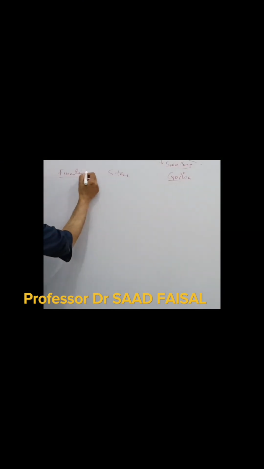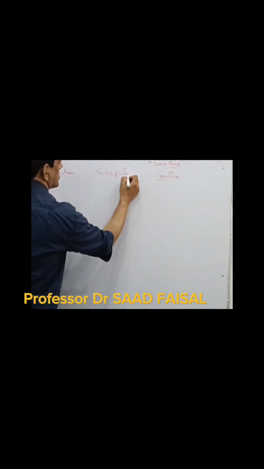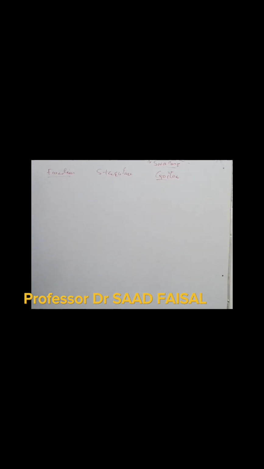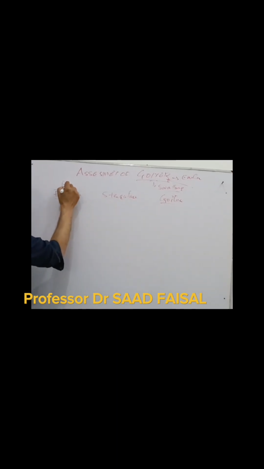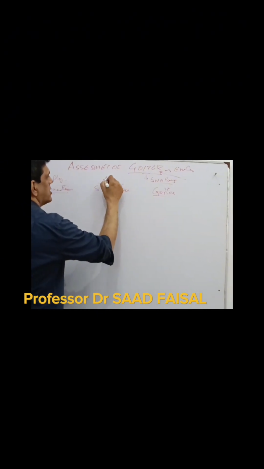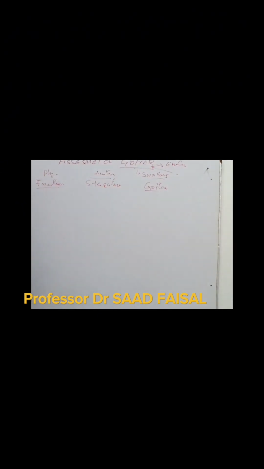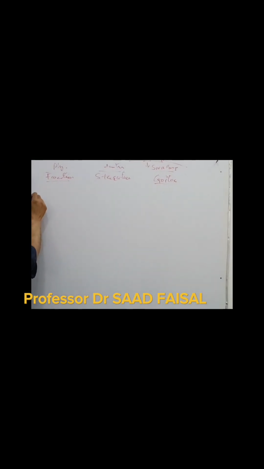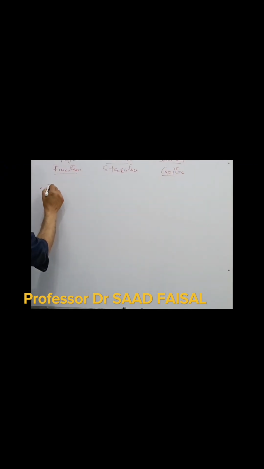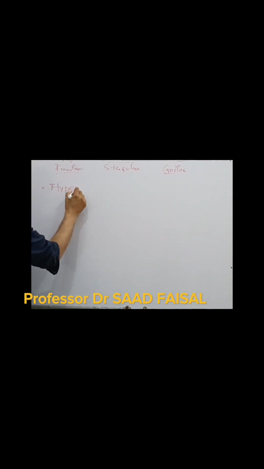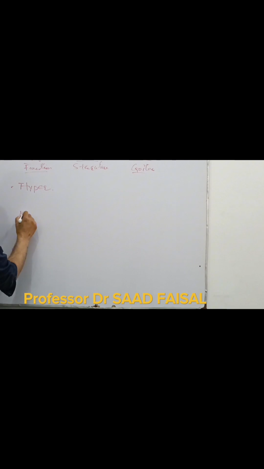Function, structure, and goiters, right? So आप इसको जो भी कह सकते हो, you can say like physiology, and structure is anatomy. Physiology or anatomy, right? Function can be hyperthyroidism, or it can be normal.